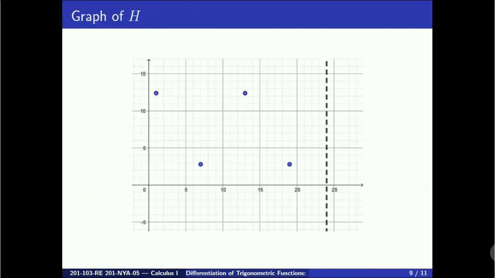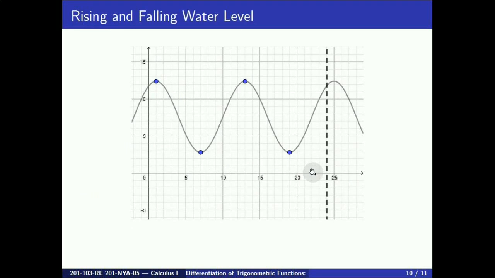Now, if we put those points on a graph, we see that we have, as expected, 2 maximums and 2 minimums. And because this is a sine curve, it's going to oscillate between those maximums and minimums. So let's add that curve. We can see from this that the water level is going to be rising just at the beginning, between 12 a.m. and 1 a.m. It rises again between 7 a.m. and 1 p.m. It rises also at the end between 7 p.m. and 12 a.m. Otherwise, it's going to be falling.